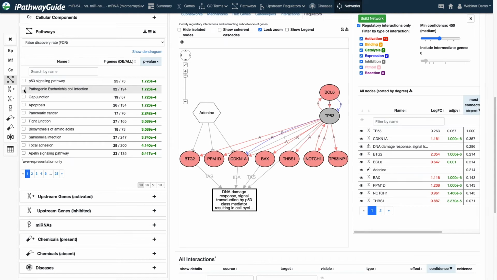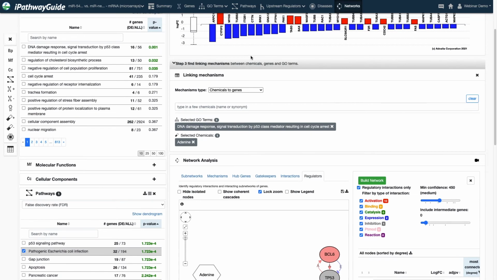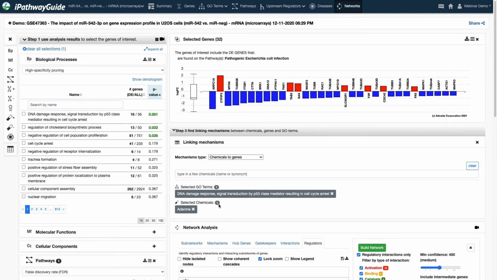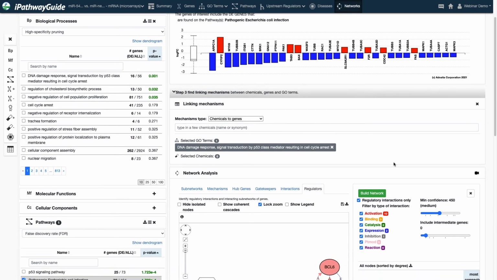So we can select the genes on the E. coli pathway. And so we've got 32 significant genes here. I'm going to leave this DNA damage response GO term in the network. Let's ask the question, how are these 32 genes influencing this biological process? What does that mechanism look like?